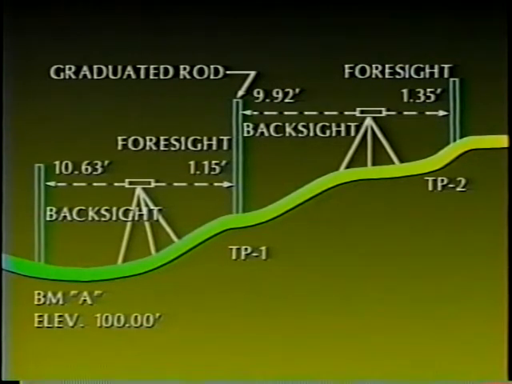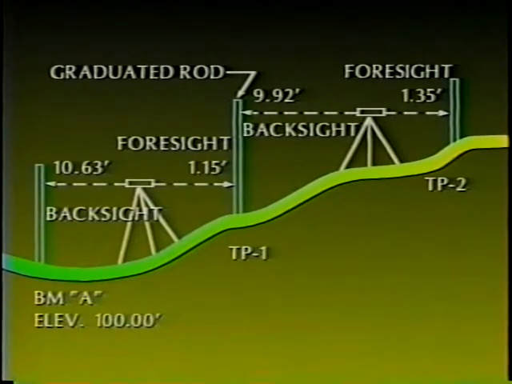The rod is then moved forward, if possible, an equal distance to the backside and placed on an intermediate turning point. The level is turned and a reading is taken again on the rod at the foresight turning point. This foresight reading is then subtracted from the HI of the instrument to give the elevation of the turning point. In our example, this would be 110.63 feet minus 1.15 feet equals an elevation of 109.48 feet for the new point. The level is then moved ahead and set up at some convenient point.